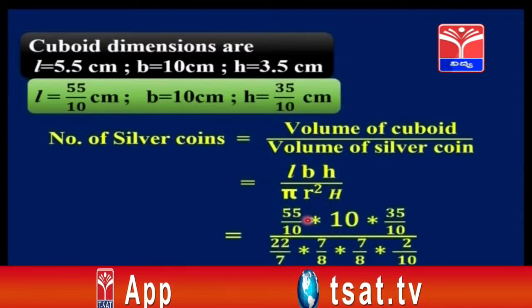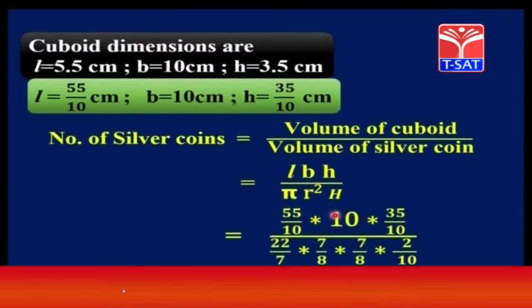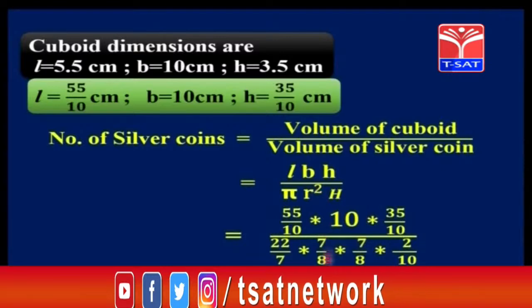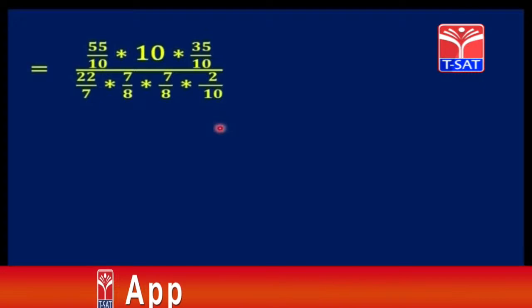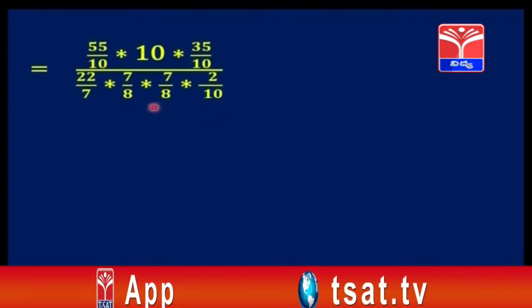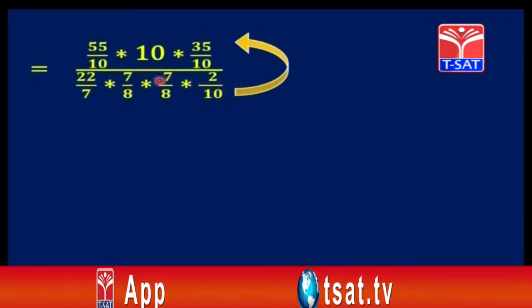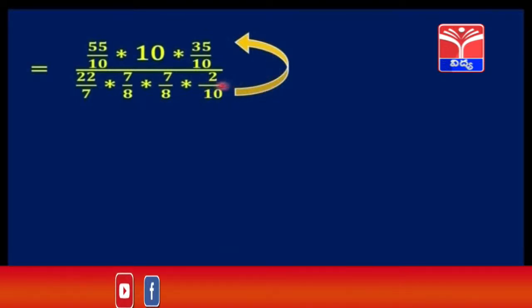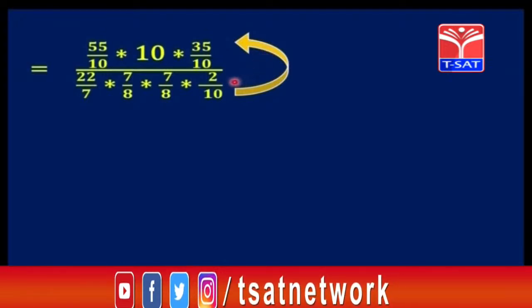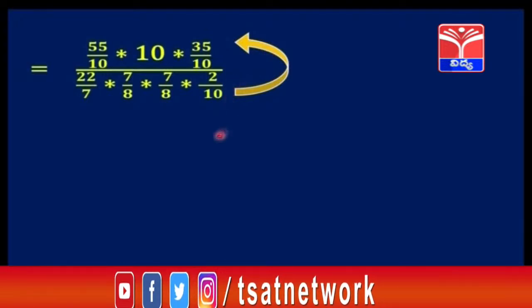Now substitute the variable values, L value 55 by 10, B value 10, H value height 35 by 10. Pi means 22 by 7 and the radius of the silver coin is 7 by 8, height of the silver coin is 2 by 10. Now the same step, here also no need to calculate the division, just follow the steps. Transpose the denominator terms into numerator. While transposing the denominator terms into numerator, write their reciprocals.